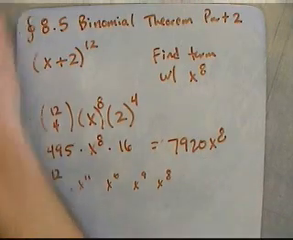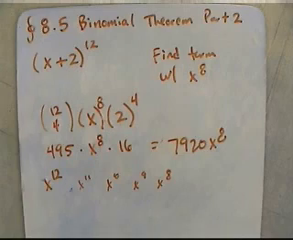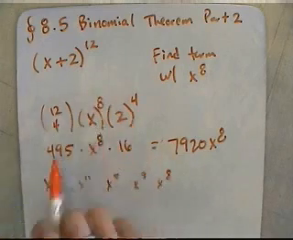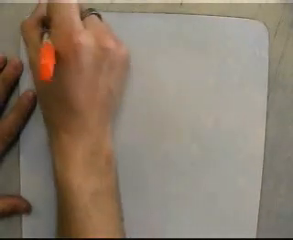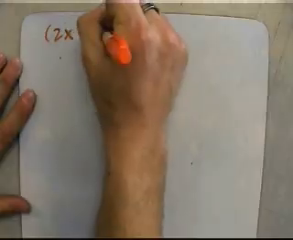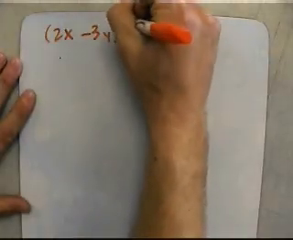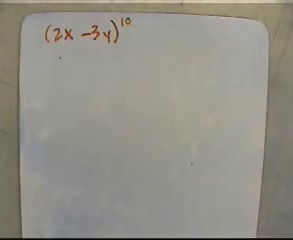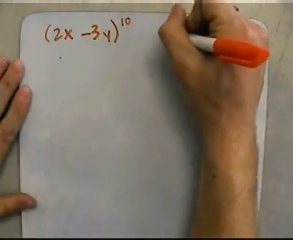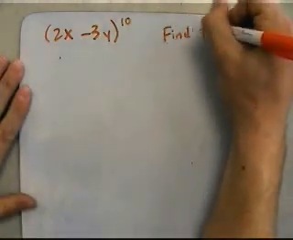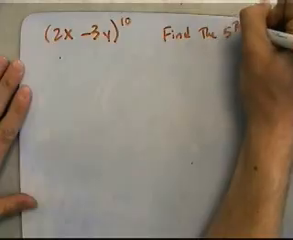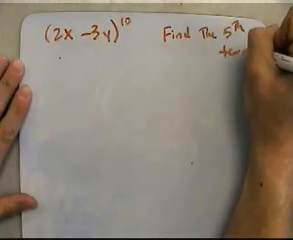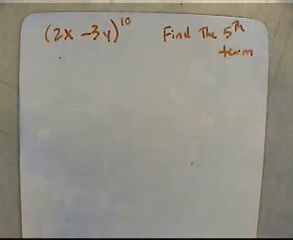Let's do a couple more that are worded a little differently, but the idea is the exact same. Looking for one term, trying to come up with our pattern for this one. Okay, so let's go ahead and say I gave you, let's do this one. So how about 2x minus 3y, and then we'll raise that to the 10th power. And I'm going to say find the 5th term. Okay, so we're looking for the 5th term in that sequence right there.